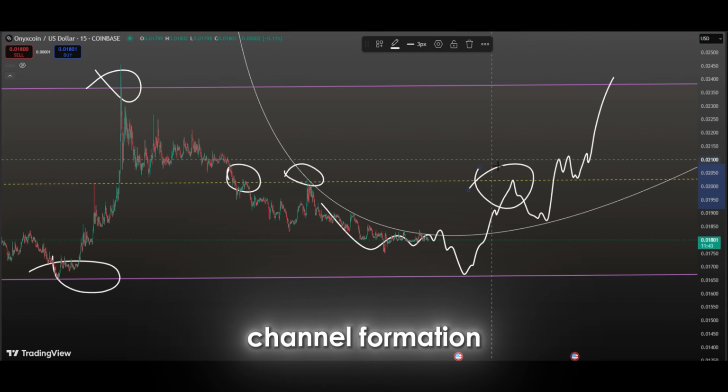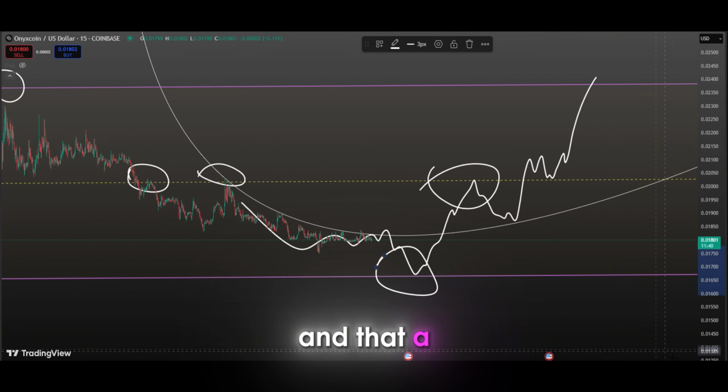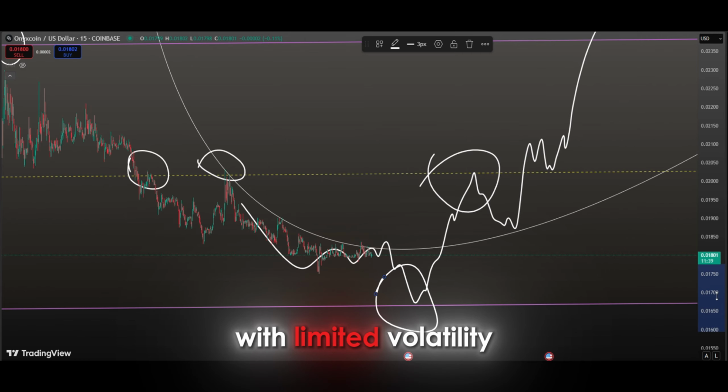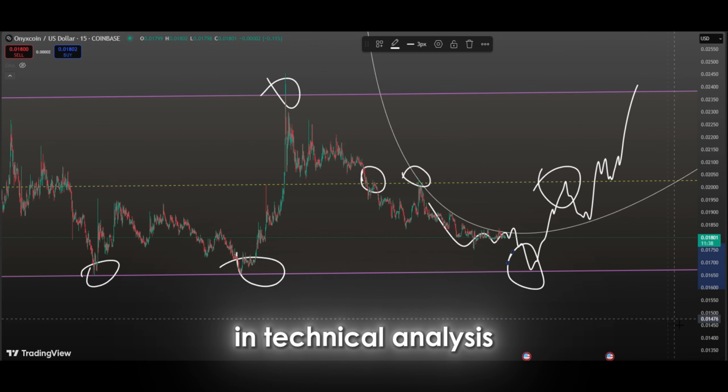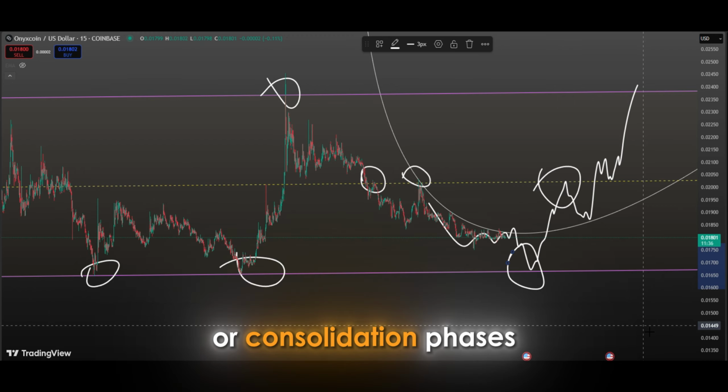At present, the price appears to be moving between the lower boundary and the middle band within this channel formation. This suggests that the market has yet to establish a clear direction, and that a search for direction continues with limited volatility. In technical analysis, such structures are often interpreted as accumulation or consolidation phases.